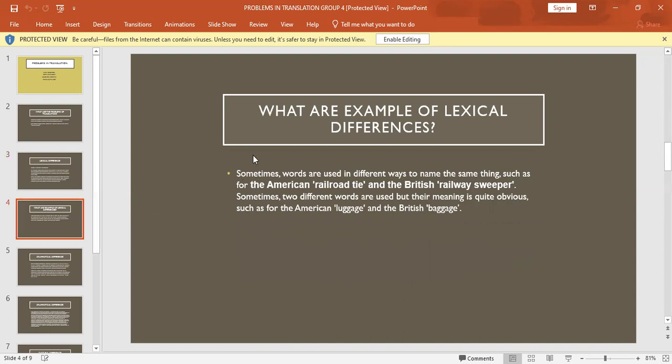The next slide is, what are examples of lexical differences? Sometimes words are used in different ways to name the same thing, such as the American railroad tie and the British railway sleeper. Sometimes two different words are used, but their meaning is quite obvious, such as the American luggage and the British baggage.